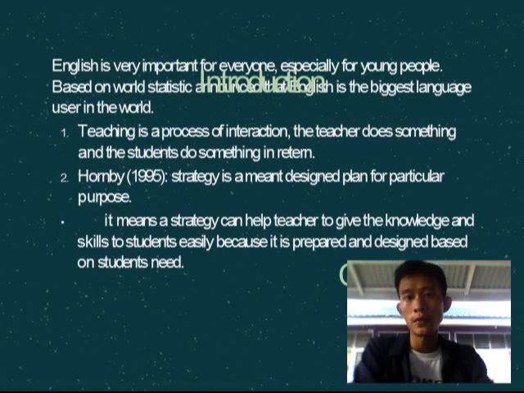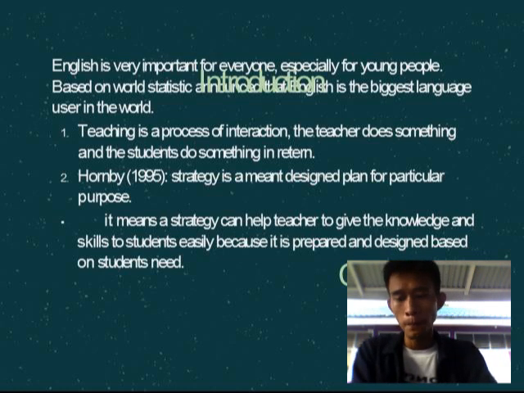English is very important for everyone, especially for young people. To support this, they must learn English. It can be in school, university, take a course, or in a language center. To pursue this goal, we need to study from teacher or educator. In this case, students must be given teaching.